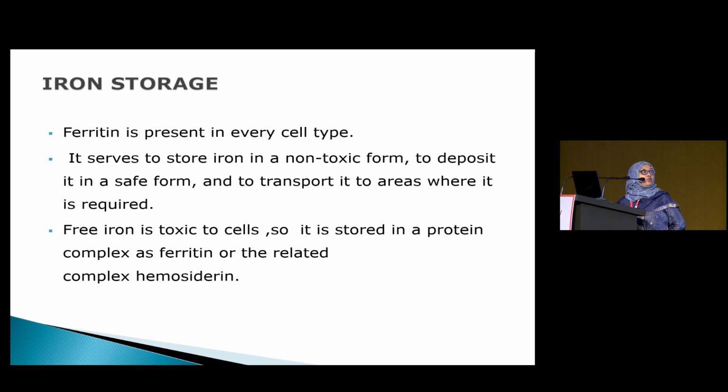Coming to the iron storage, ferritin is present in every cell type, and it serves to store the iron in non-toxic form, to deposit it in a safe form, and to transport it to the areas where it is required. And free iron is toxic to the cell, so that's why it converts it into a soluble form. And also, if there is a higher amount of iron, the ferritin is related to the hemosiderin.